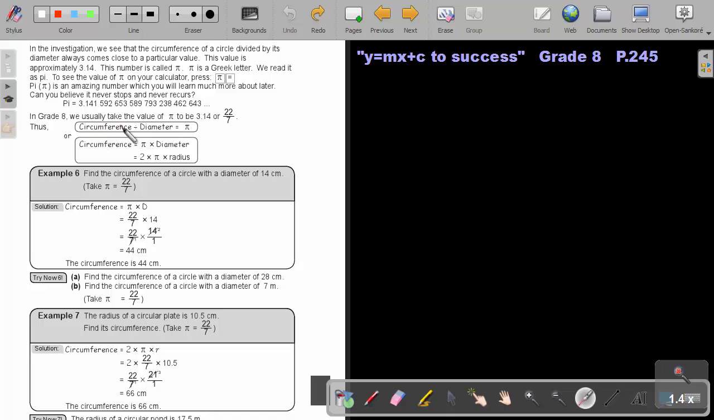So thus, the circumference divided by the diameter will be equal to pi. So the circumference will be equal to pi multiplied by the diameter, or 2 times pi multiplied by the radius. So that is the formula for finding the circumference. Example 6. Find the circumference of a circle with a diameter of 14. So we can just use that formula. Take pi as 22/7. So basically, it's pi times the diameter. Take pi as 22/7 times 14, and now you can even cancel out. 7 going 1, 7 going 2, and 22 times 2 will be 44 centimeters.